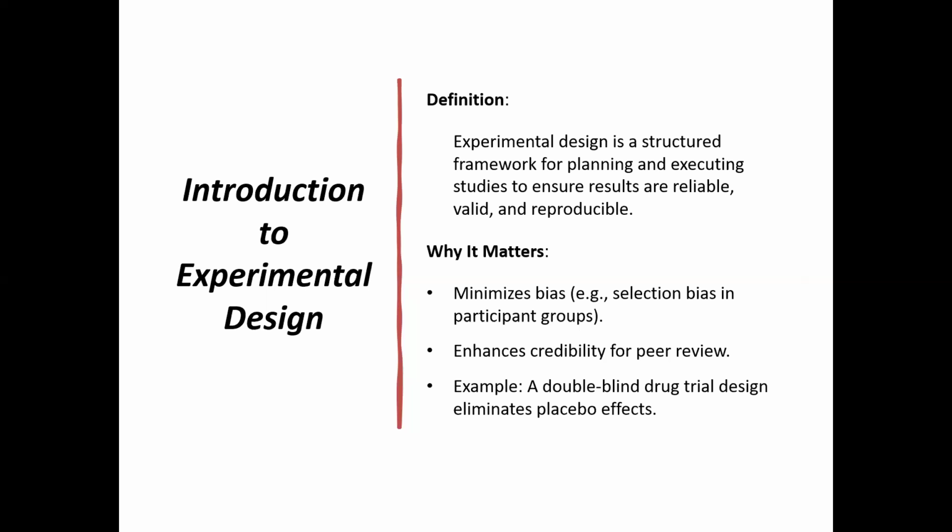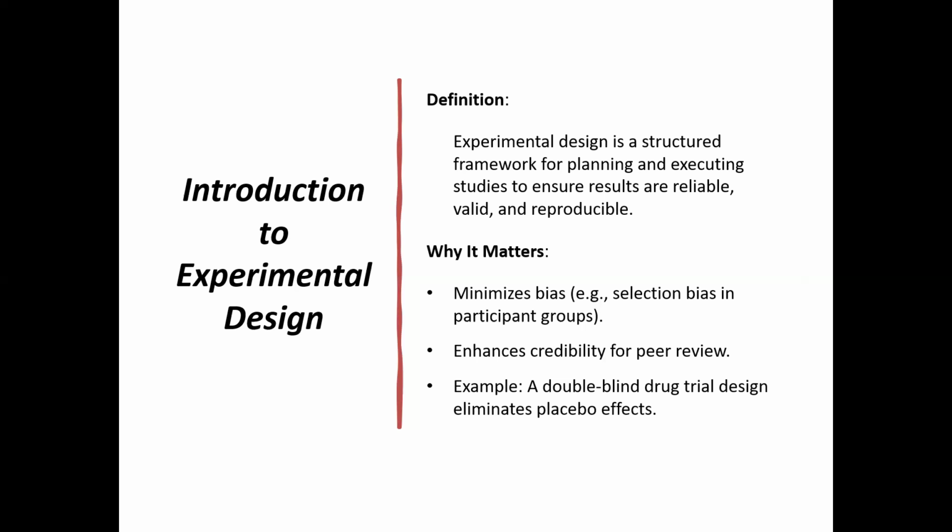Now, experimental design is a structured framework for planning and executing studies to ensure results are reliable, valid, and reproducible. So you have to make sure that the results produced based on the experimental design must be reliable, valid, and easily reproducible. Now, why it matters: reliability means consistency and repeatability of measurements, and validity means accuracy and relevance of measurements. So it must be reliable, valid, and reproducible.